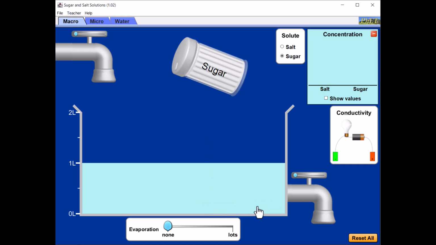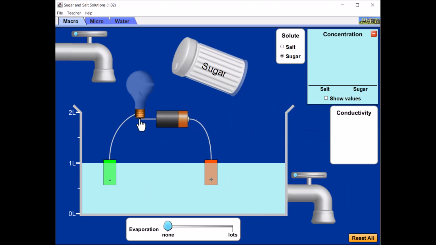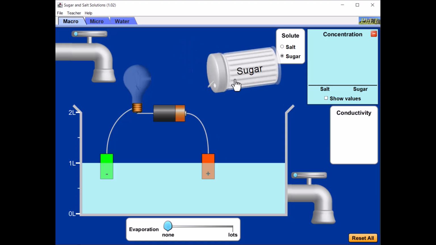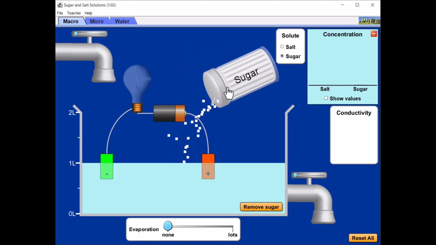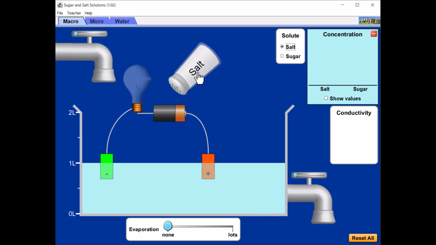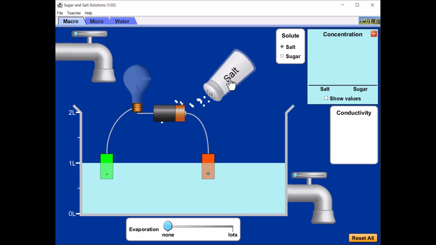So let's take a moment, we'll remove both of those, and we're going to add this conductivity meter. Now let's see what happens when we add the sugar. Right now we can see that the light bulb is dark, so the water by itself isn't conducting any electricity. As we add in the sugar, we again see no change with this conductivity meter. We'll remove the sugar, we'll swap over here and add some salt. Let's see what happens when we do this.